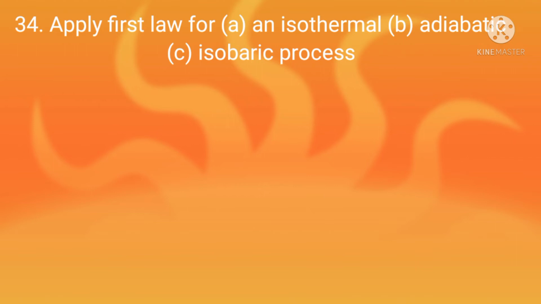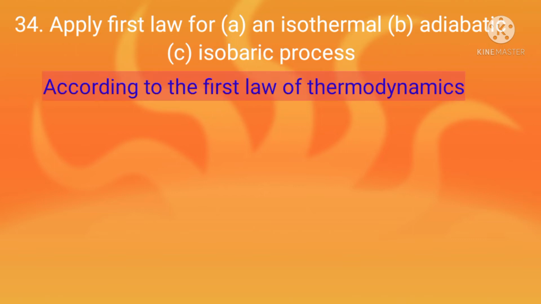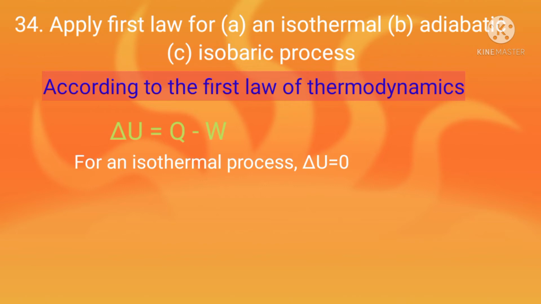Next question number 34. Apply first law for an isothermal, adiabatic and isobaric process. According to the first law of thermodynamics, delta U equal to Q minus W. For an isothermal process, delta U equal to 0, therefore Q equal to W.